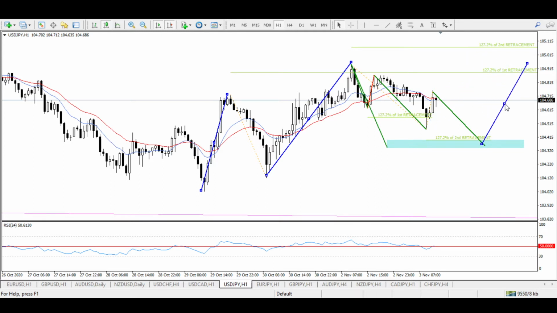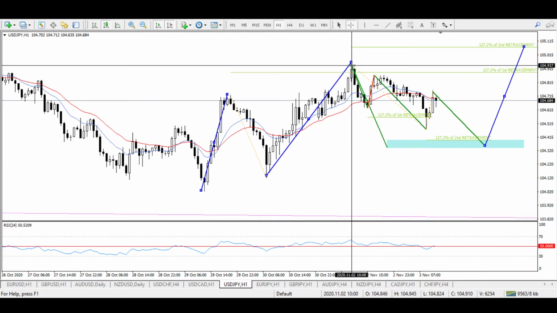or it can be completed from here. So my purpose of this analysis is to figure out whether this drive is going to start right from here and complete from here, or it's going to complete from here like this. Right now we do not know what's going to happen, so we'll have to look at the very small movements to figure this out.